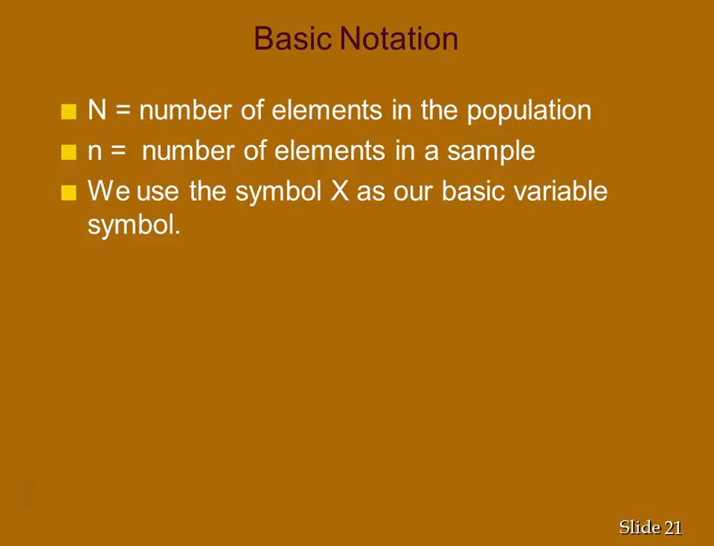Let's get some basic notation and math symbolism out of the way. We've talked about the difference between a population versus a sample. We let capital N represent the number of elements in the population, and little n represents the number of elements in a sample. The symbol X will be our basic variable symbol throughout the course. Some books might use Y or Z, but we tend to use X here in this class.